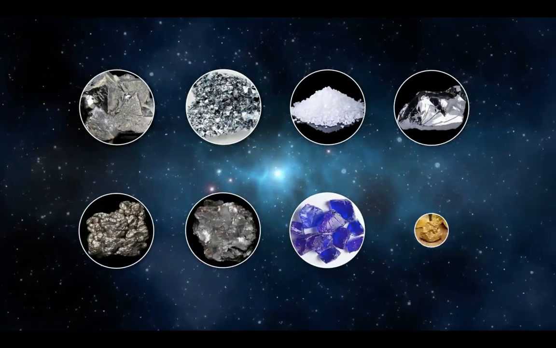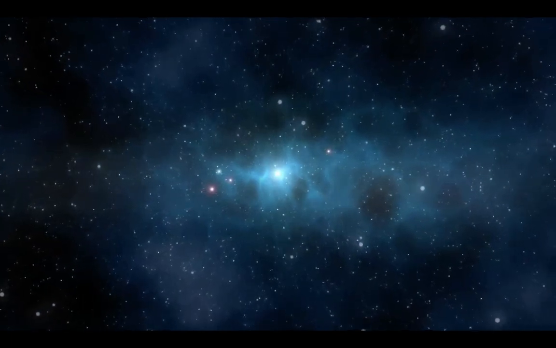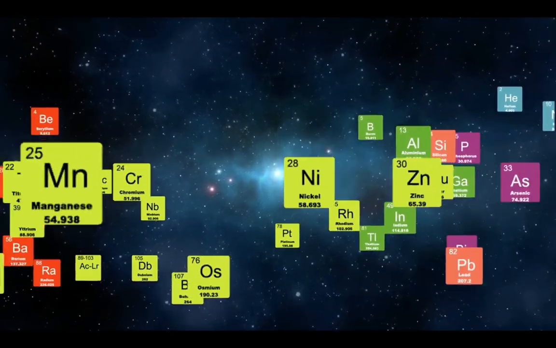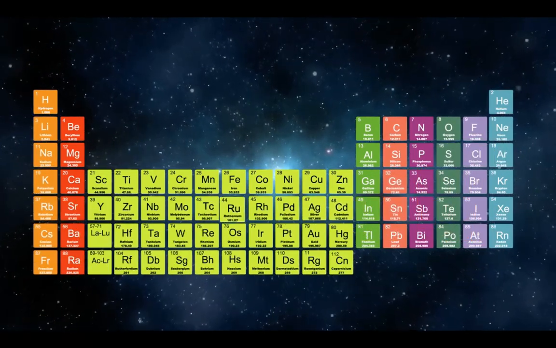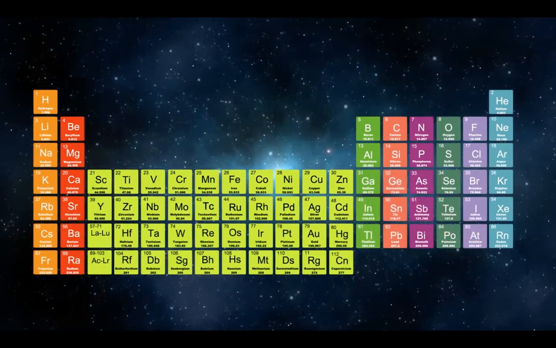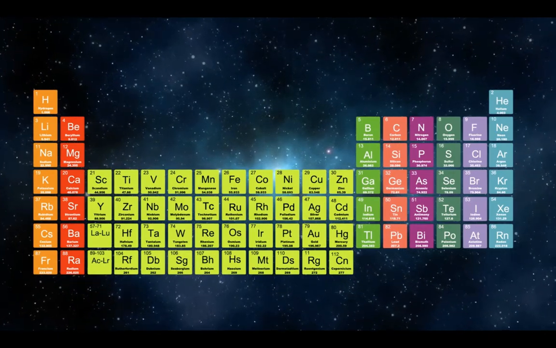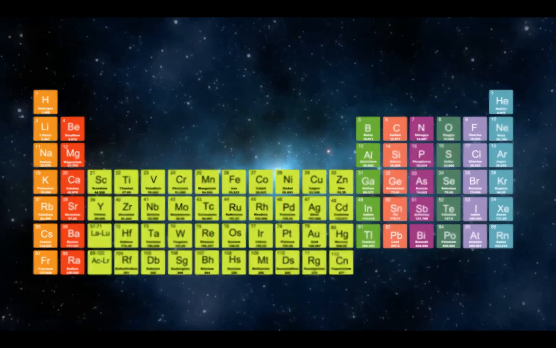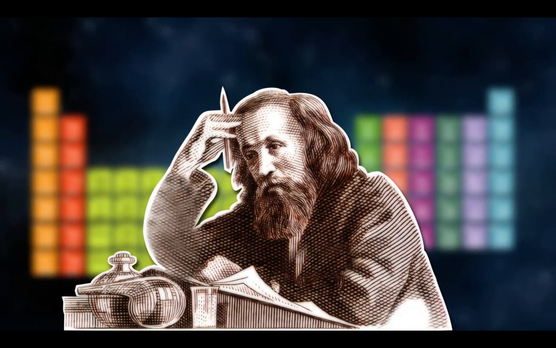There are more than 100 known chemical elements in the universe. Every element is different, but scientists have organized them into a chart called the periodic table. This table groups different elements together where they share similar properties. The first periodic table was made by the Russian chemist Dmitry Mendeleev in 1869. As more and more elements have been discovered, the table has been filled out.